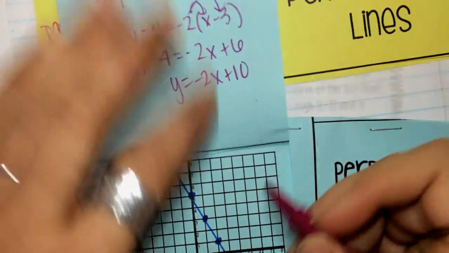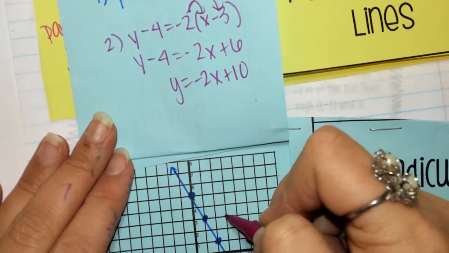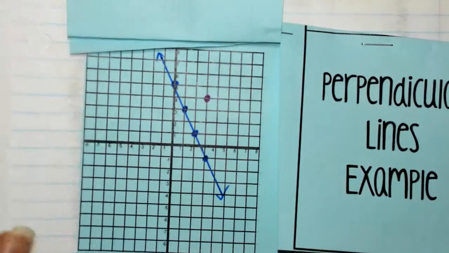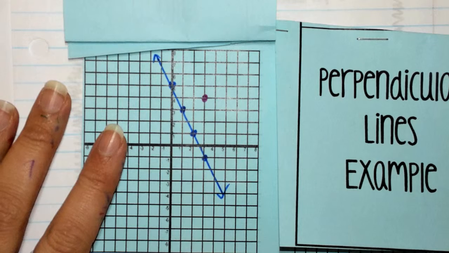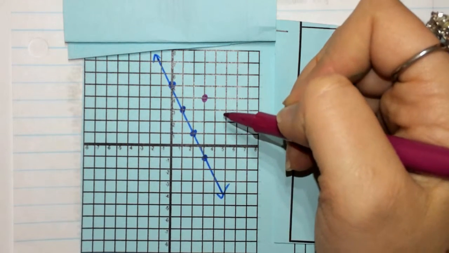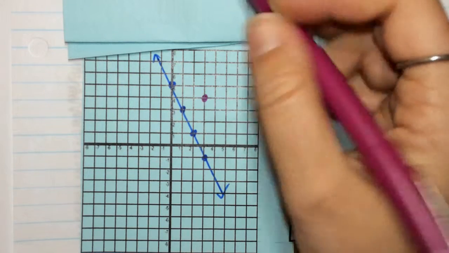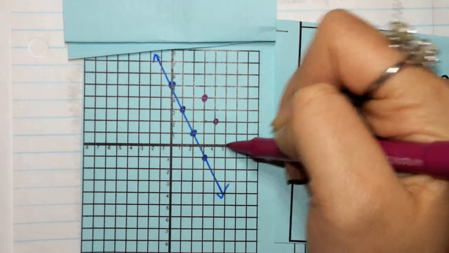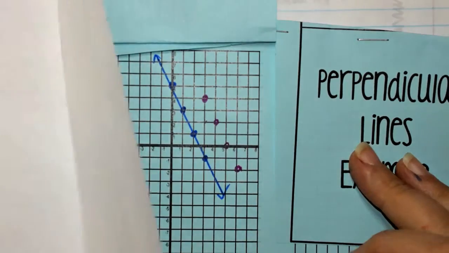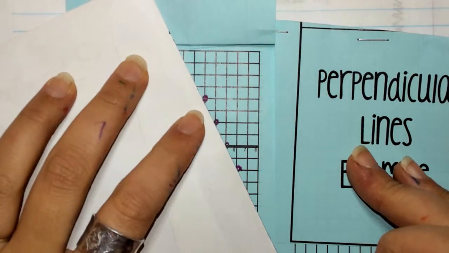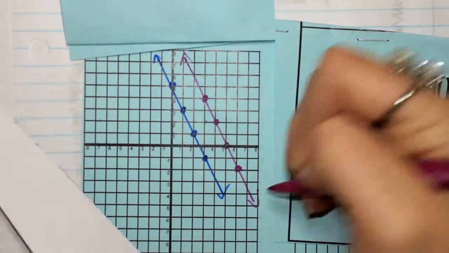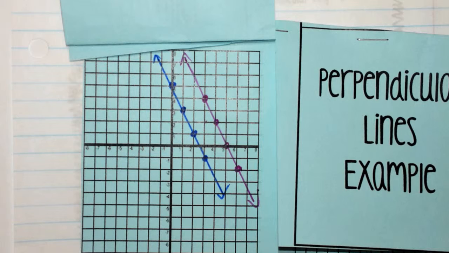So please go right 3, up 4. Now, what's your slope? Down 2, right 1. Down 2, right 1. Down 2, right 1. What's parallel? Now, should these lines ever cross? No. Because they are parallel and they have the same slope. Fantastic.